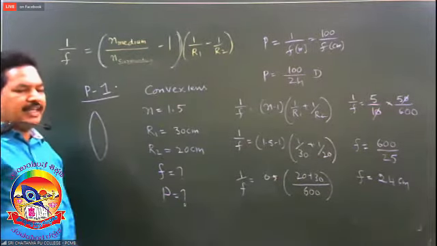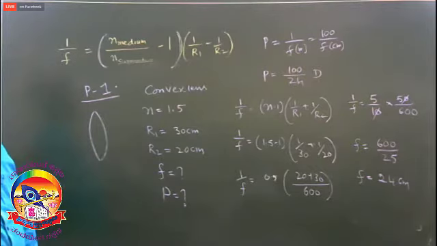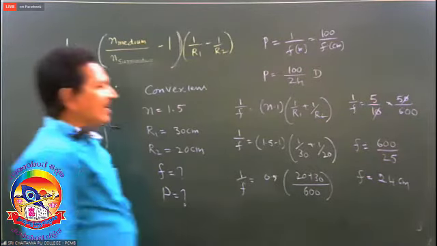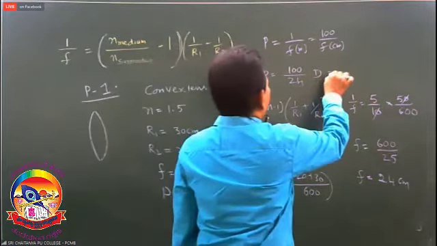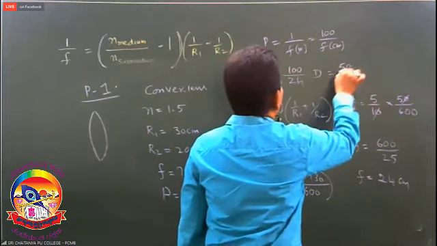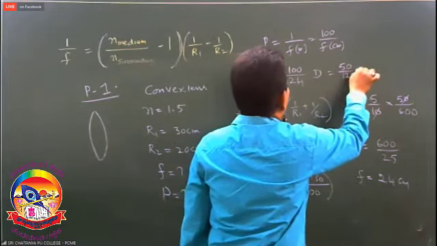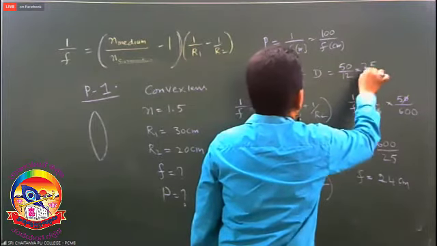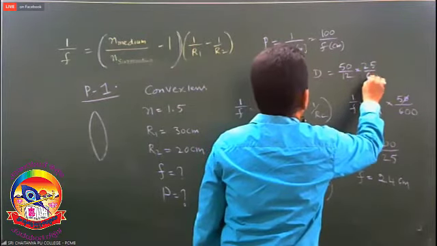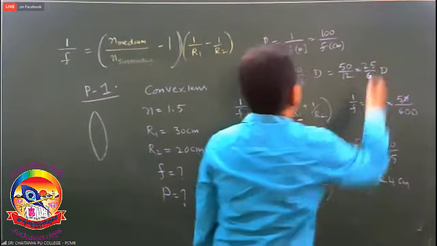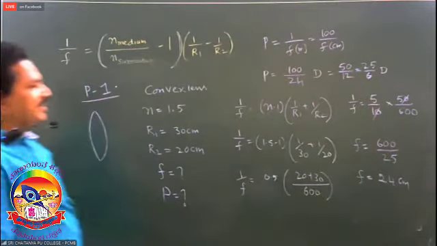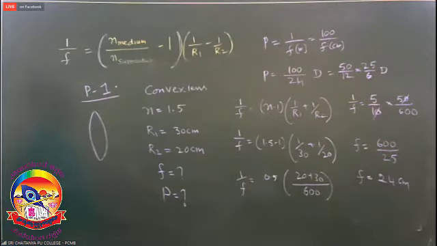What is the unit of power? Diopters. Easily we can calculate. 50 divided by 12, 25 divided by 6, diopters. Like this, we can calculate the power of the given convex lens also.